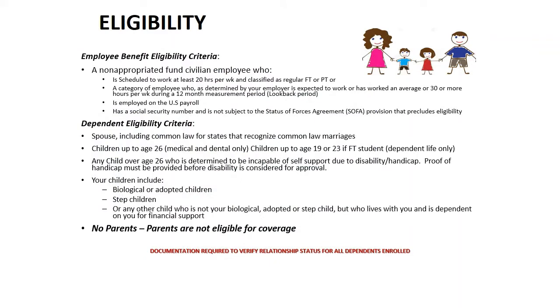Employee eligibility is based on if you are a regular status part-time or full-time employee. We also have dependent eligibility criteria, which can include your spouse and children, which may be your biological child, adopted, or a stepchild, or any other child that may live with you and depend on you for support.